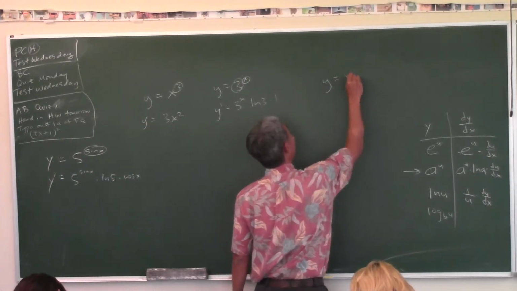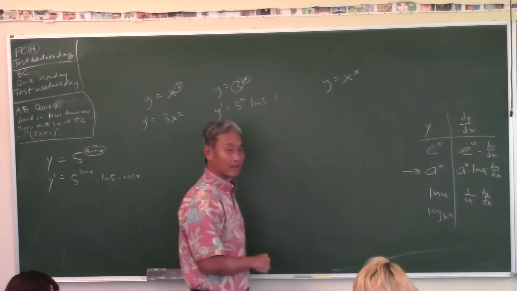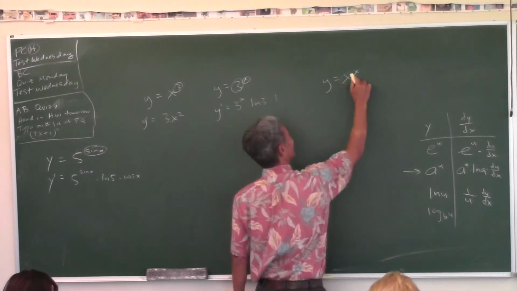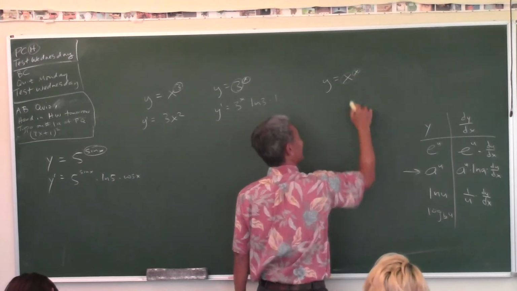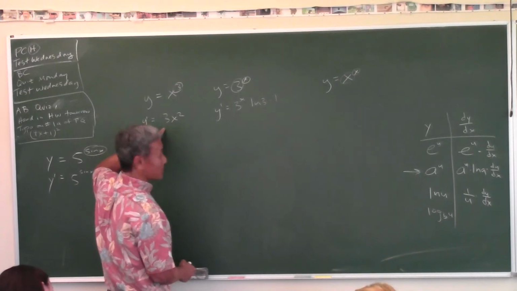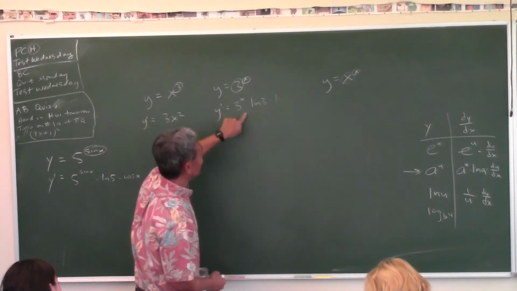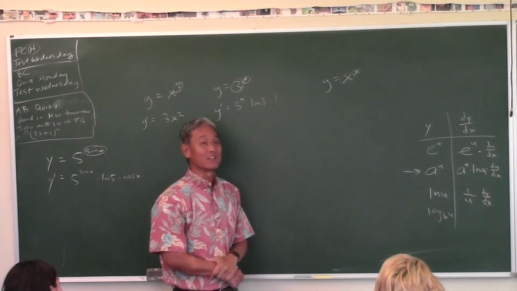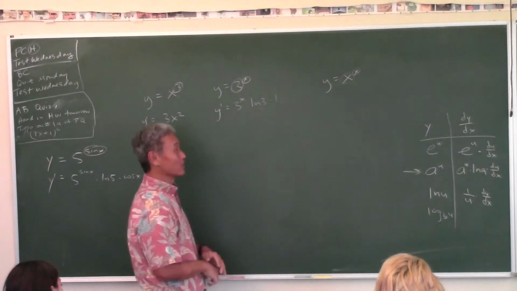And then you got this one. What if you had x to the x power? How do you take the derivative of that? Well, is this a number? Is that a number? What happens if neither is a number? See, if that's a number, you use this rule. If this one's a number, then you use this rule. But if neither is a number, you can't use either rule. So we have to do something else.